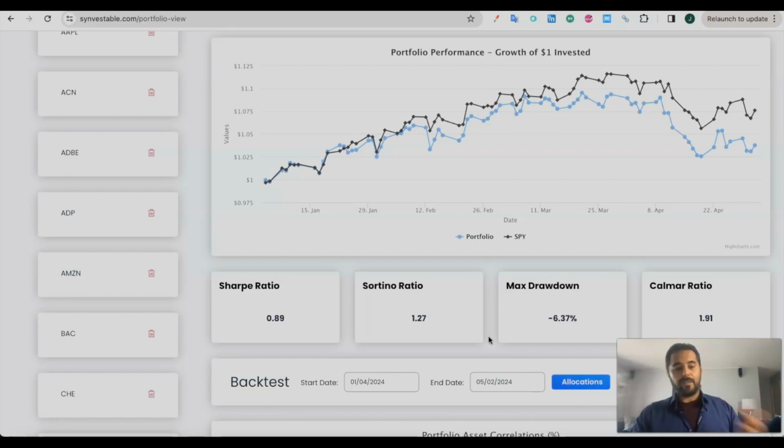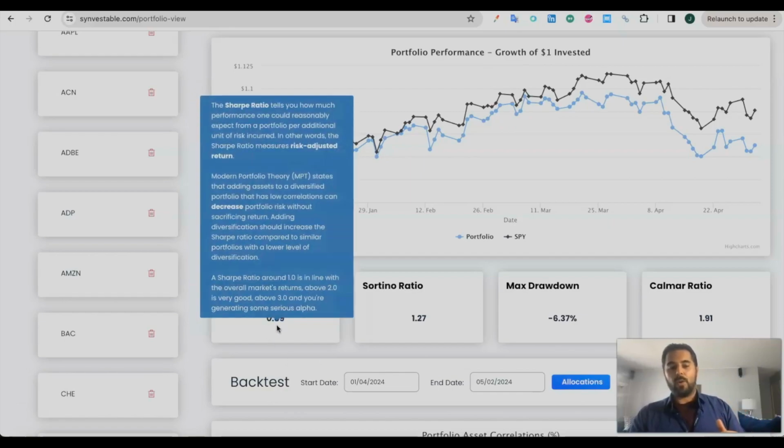Okay, a Sharpe ratio around 1 is typically what the market is going to return. If you have a Sharpe ratio over 2, that's good. 2.5, that's very good. 3, 4, those are usually if you're really creating custom strategies using Python that quantitative traders would do. It is possible to get a portfolio on Synvestable that has a 3 or 4. I created one, but they're less common. Anything over 2 is a good risk-adjusted return portfolio. Most money managers will never create a portfolio that has a Sharpe ratio over 2.